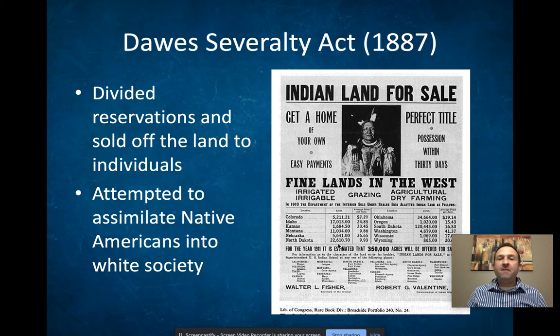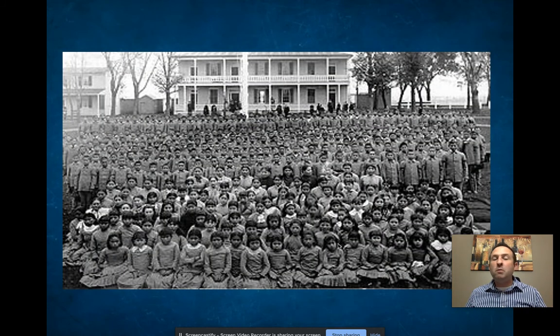And if that wasn't enough, if you want to work all this land, you need your family, you need your kids to help you out. But they said, no, this is assimilation, Dawes Act. So they took the kids from Native Americans and sent them into boarding schools.